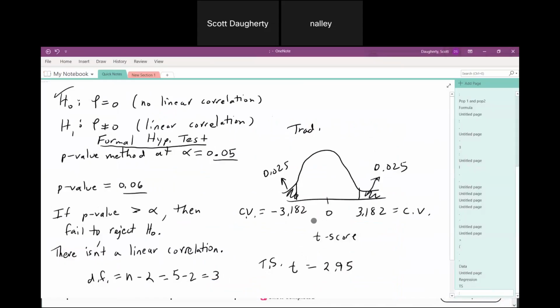And you can see that the test statistic lands just short of this critical region, right? And that's your test statistic right there. And so, if the test statistic does not land in the critical region, then you fail to reject the null hypothesis, and we get the same answer here, right? There's no linear correlation, apparently. Regardless of which way you do it, you end up with the same result.